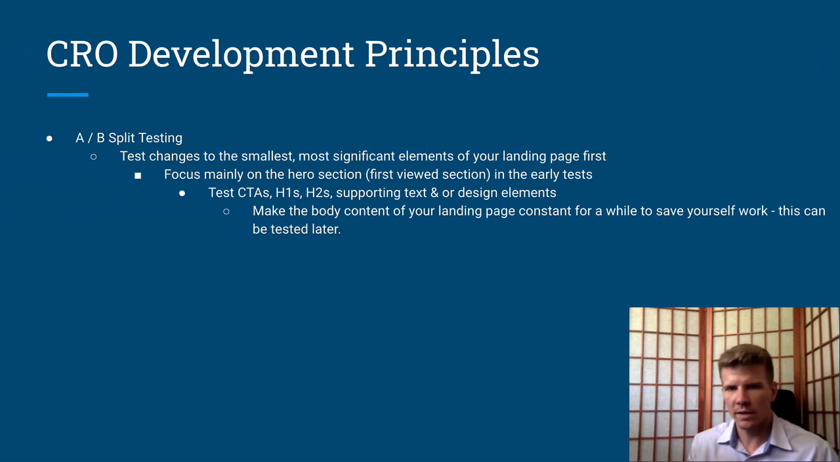Also, bullet points, sales bullet points in that hero section can be tested, as well as design elements if you're going to be testing color changes and contrasts. But yeah, you want to keep the body content of your landing page pretty much constant until later on when you get to the point where you're testing different sections, because it's just a whole lot of work and a lot of testing to be switching that around all the time. So just keep it constant. So do it right the first time if you can, or the best you can.